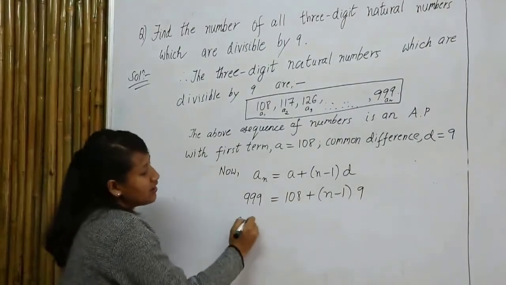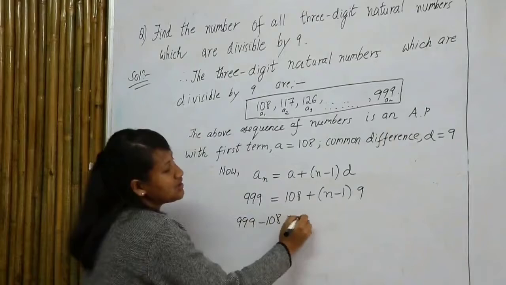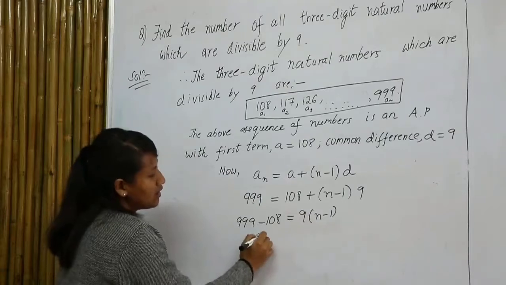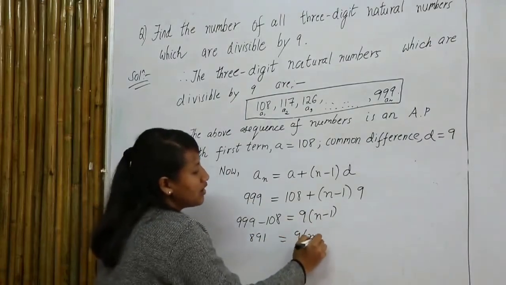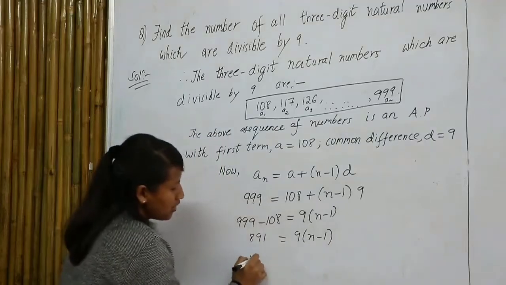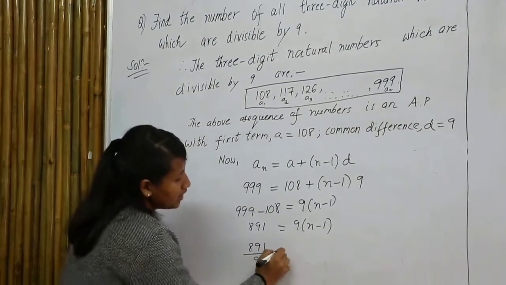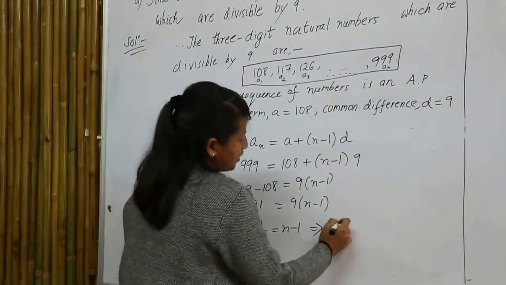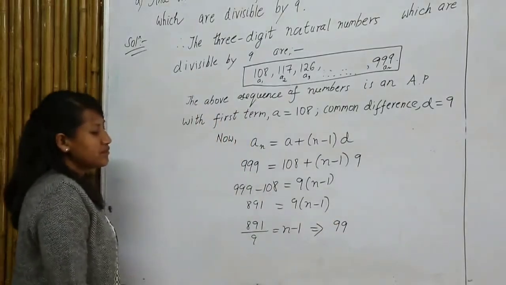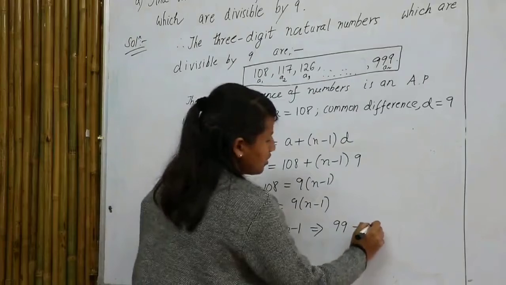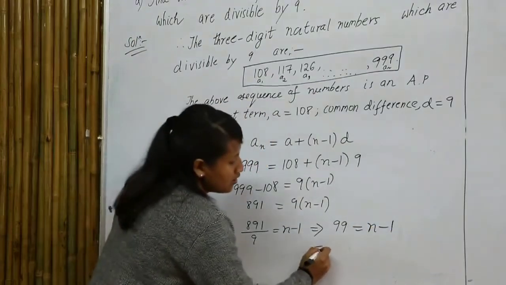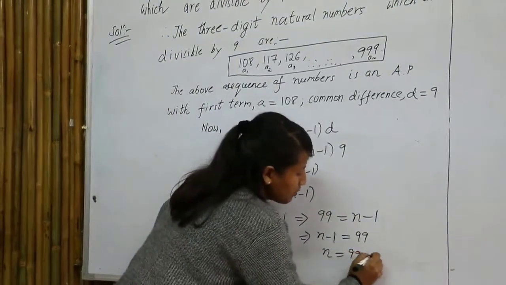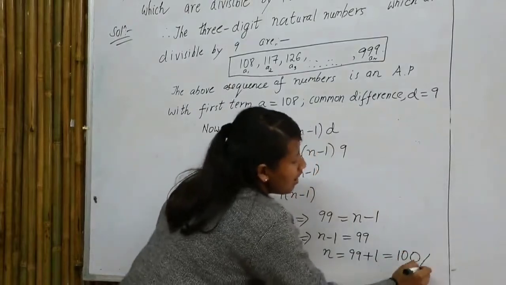Carry this to the other side. 999 minus 108 is nothing but 9 times n minus 1. This is 891 equals 9 times n minus 1. So 891 divided by 9 is 99. So n minus 1 is 99, and n is 99 plus 1, which is 100.